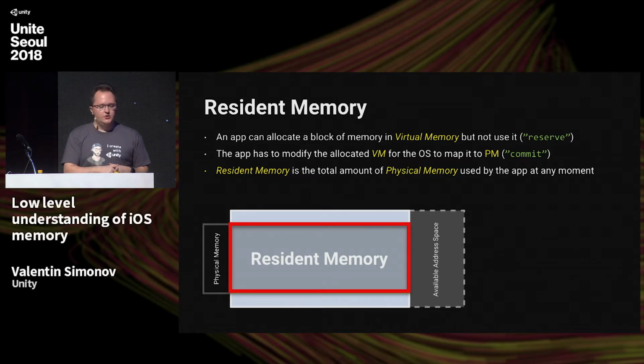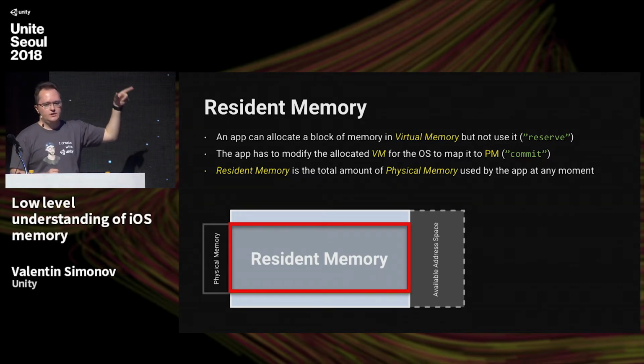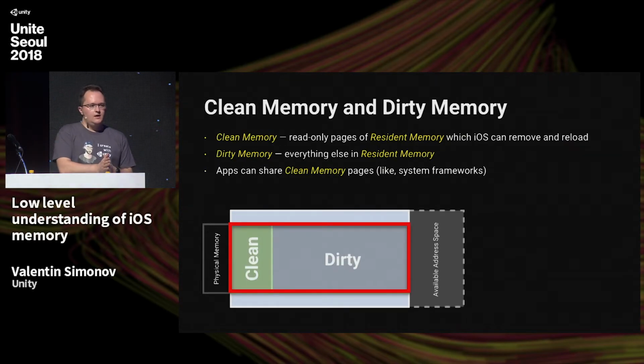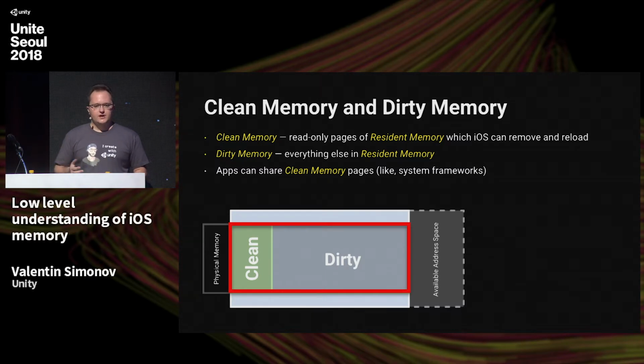Resident memory is the total amount of physical memory used by the application at any moment. You can see I highlighted the resident memory. Resident memory is divided into what is called clean and dirty memory. Clean memory is all memory pages in resident memory which iOS can safely unload to free space and reload from disk later because they're read-only. Dirty memory is pretty much everything else. It is resident memory which was modified at some point, and the operating system just cannot unload it. The cool thing is that since clean memory is read-only, applications can share parts of it.